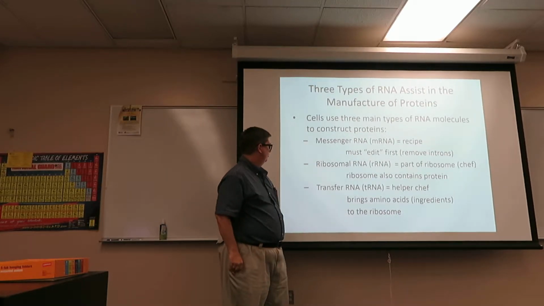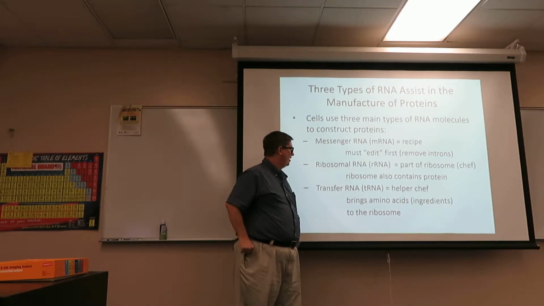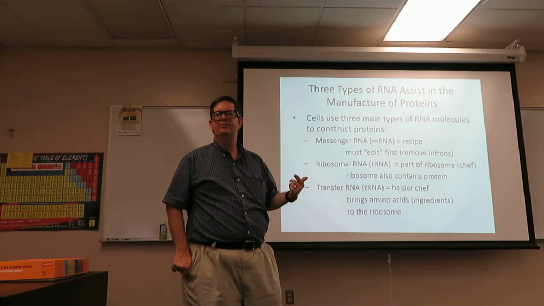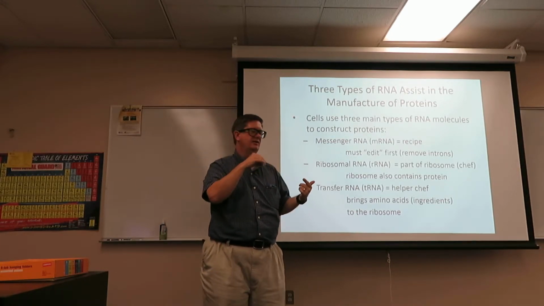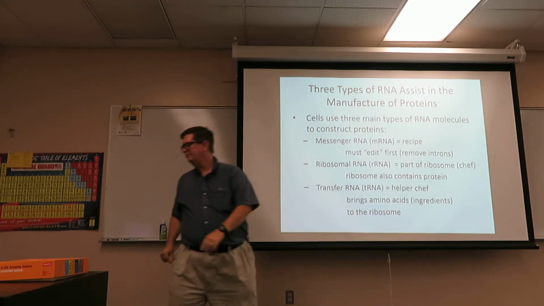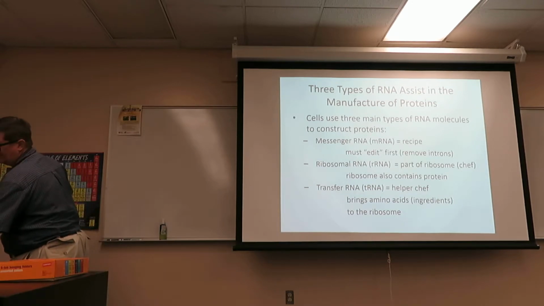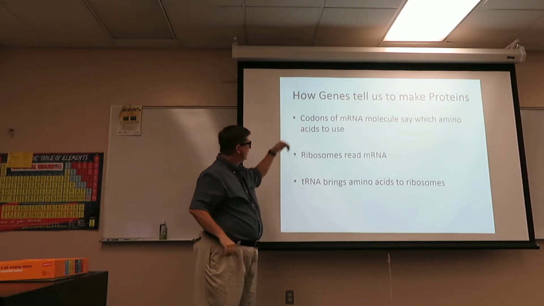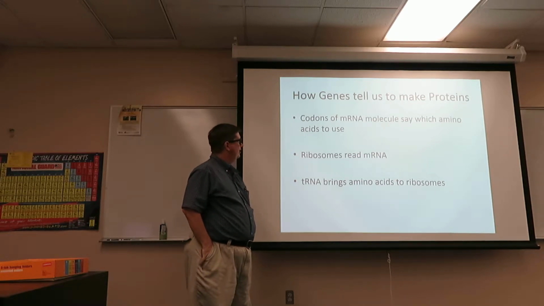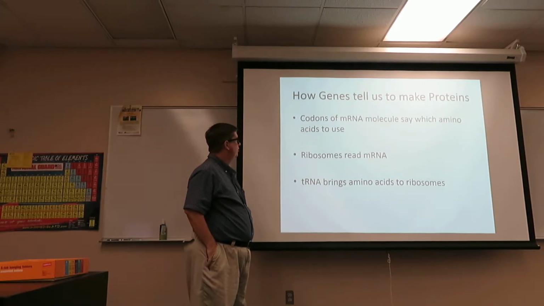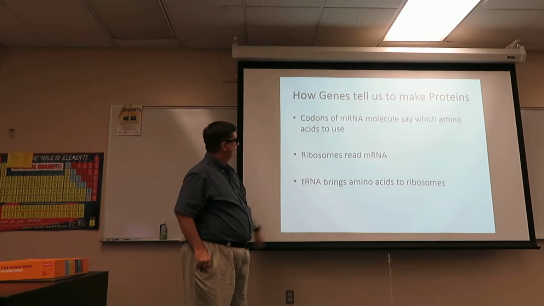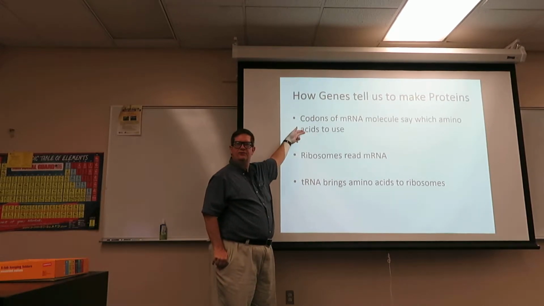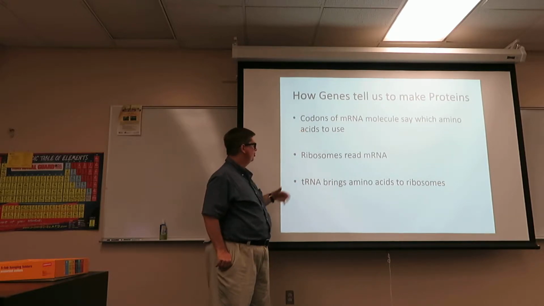All right. So transfer RNA, that's our sous chef, that's our helper chef. It brings amino acids to the ribosome. Everybody good with that? Yeah. So no issues there. The amino acids are the ingredients in the protein we're going to make. Genes are written in codons. So we have a group of 3 nucleotides, that's a codon. A codon of messenger RNA tells us what amino acid we're going to use. Good? You've seen the chart already.